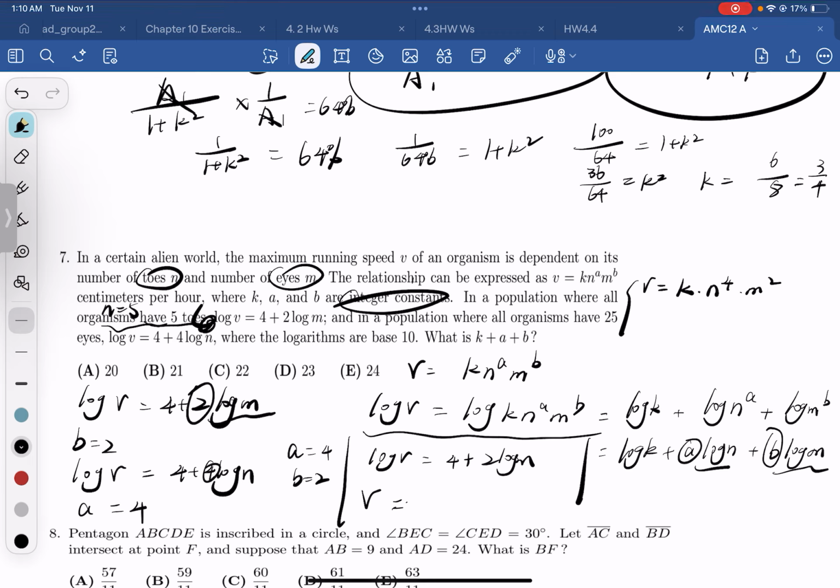So log v equals log 10 raised to 4 plus log m squared, which equals log of 10 raised to the power 4 times m squared. So v equals 10 raised to the power 4 times m squared.